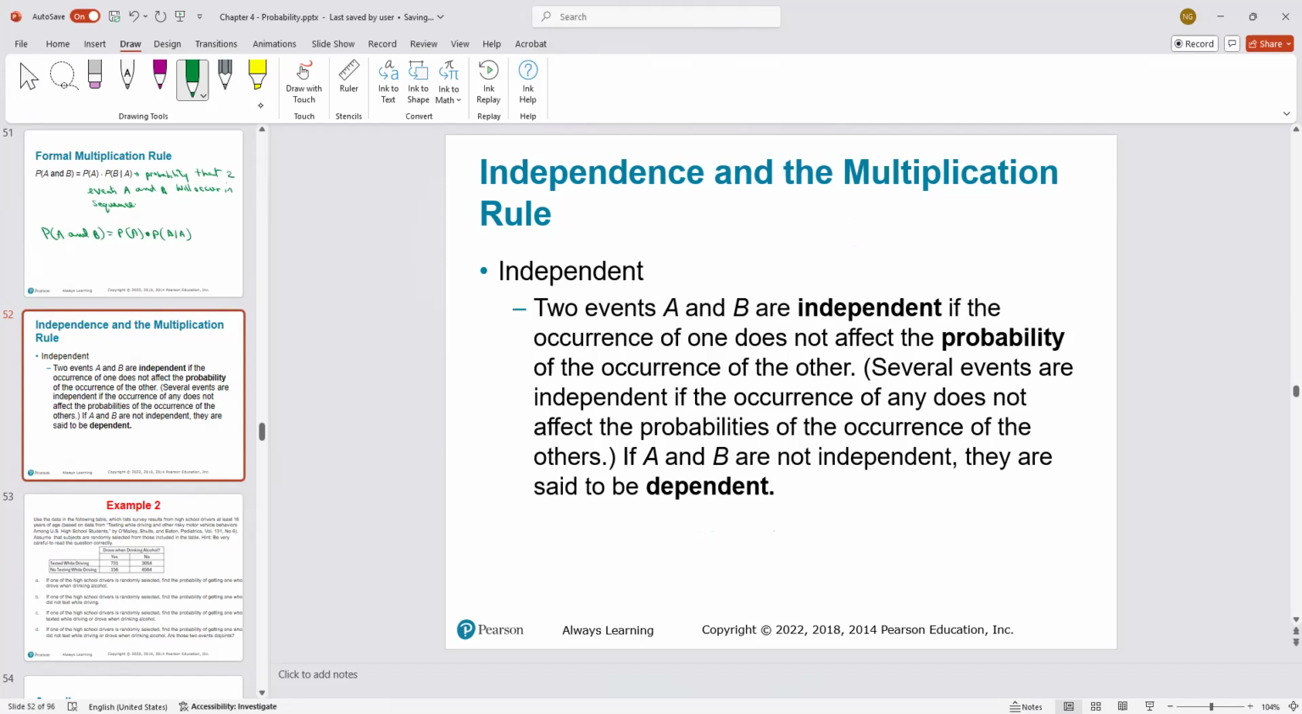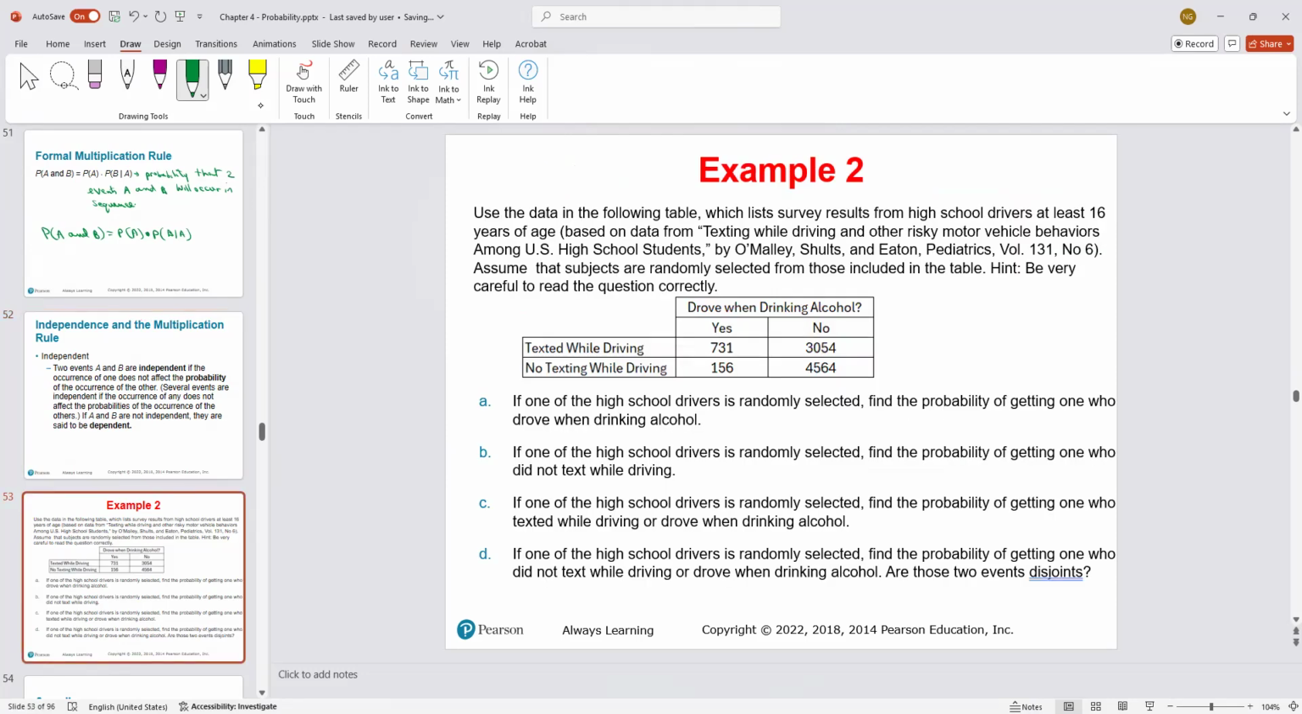The occurrence of one does not affect the probability of occurrence of the other one. So several events are independent if the occurrence of any does not affect the probabilities of the occurrence of the other ones. That's very important to see. Even with playing cards, if you try to obtain a king, then you obtain a 10, as long as you do it with replacement, one doesn't affect the other one. If A and B are not independent, we call it dependent.